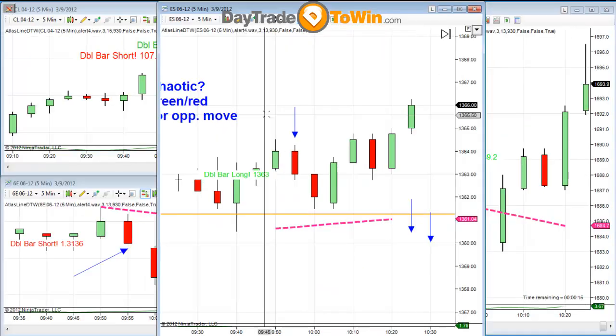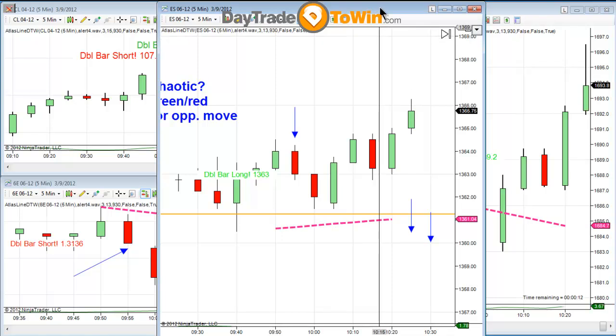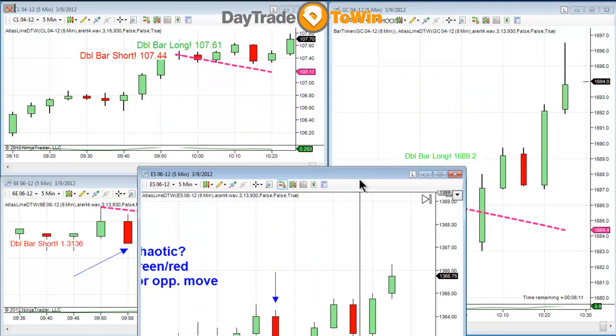I know that some of you are interested in looking at other markets as well, and therefore let me just put the E-mini here to the side here.